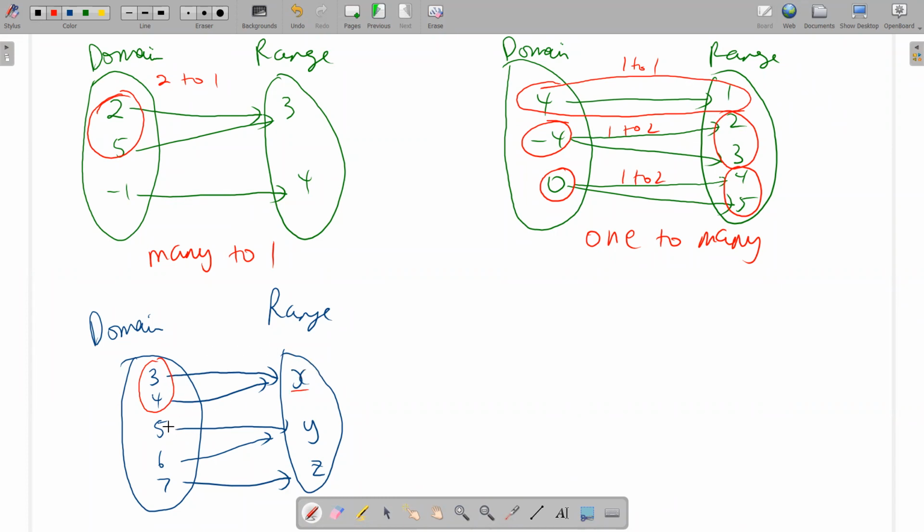Correct. And look at the second piece here. We see 5 and 6 also going to Y. What kind of relation is this? That is also a many to 1, sir. Good. And the last one? It is a 1 to 1, sir. A 1 to 1. So what type of relation in the class is this one? Is it a many to many?